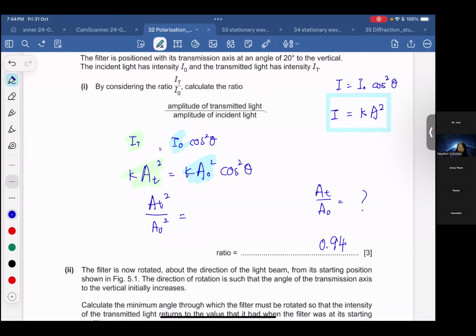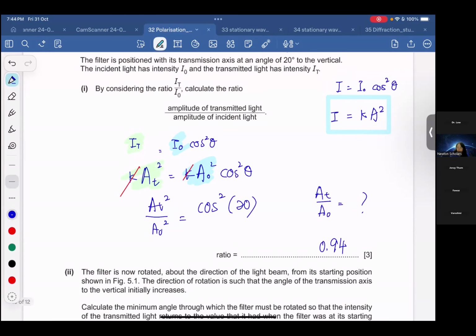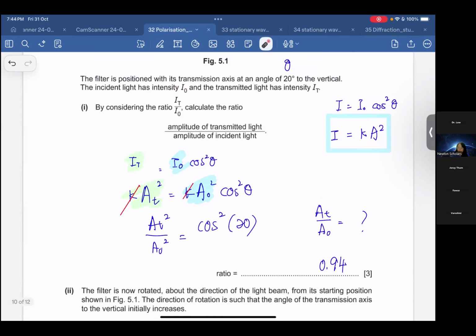So boys and girls, K and K we can cancel. Then cos square theta, cos square of 20. Don't forget the square root. So you square root it, and at the end you get 0.94. That's all. Here, the difficult part is you need to think: polarized intensity and the amplitude, how we link intensity and amplitude. So not only with this lesson, but we need to think back to the previous lessons that we learned.